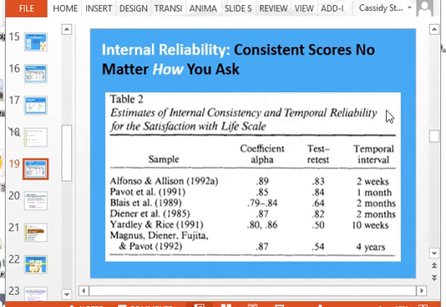So here, this is measured by the coefficient alpha. If you're asking a lot of questions that are dealing with your construct, then people should respond consistently, and that should give you high internal reliability.